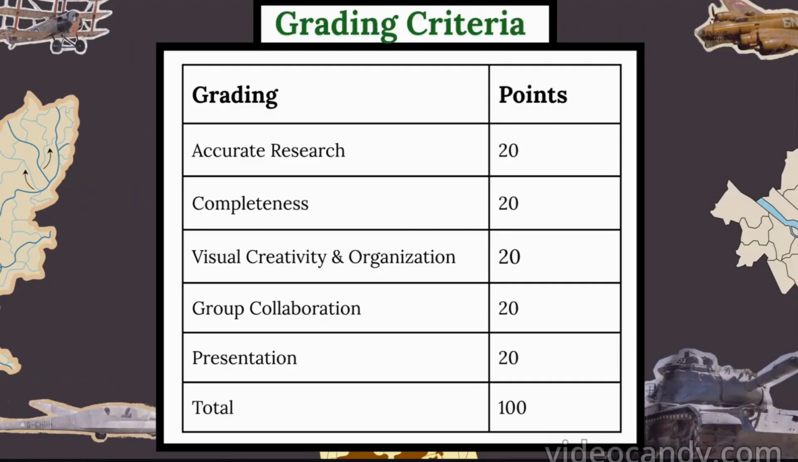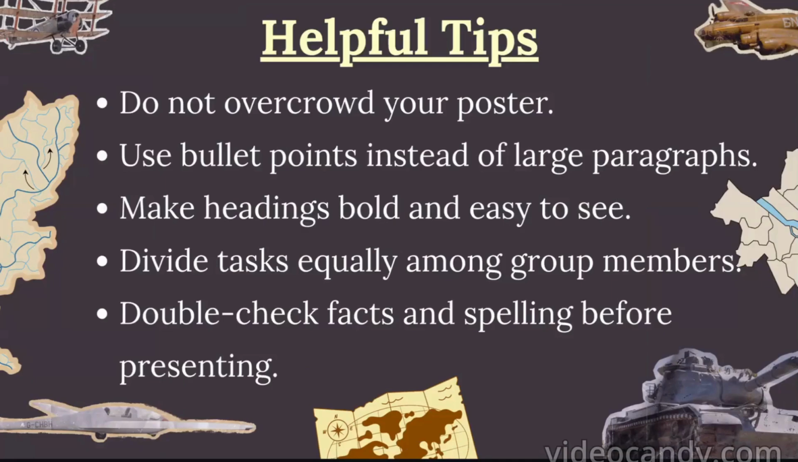Here's our grading criteria: 20 points for accurate research, 20 points for completeness, must be complete, 20 points for visual creativity and organization, 20 points for group collaboration, 20 points for presentation, bringing us to a total of 100 points. So this poster is worth 100 points.